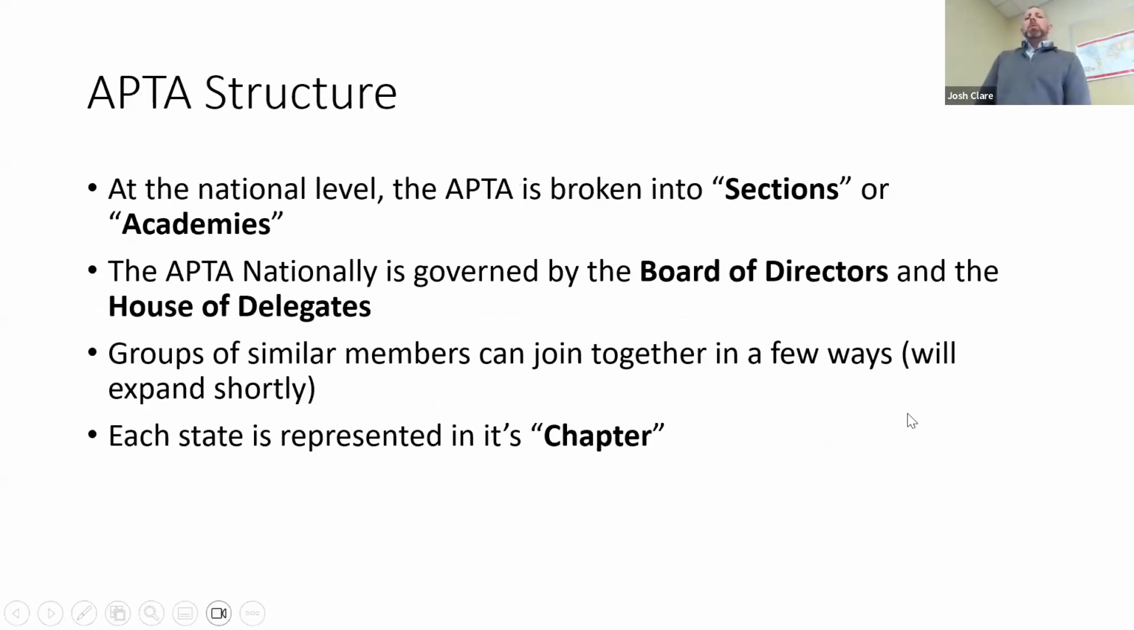At the national level, the APTA is broken into sections. They're being renamed academies. I think about 50% of them are still called sections, and 50% are called academies. They're just the practice topic you like. That's how they're broken up. It's governed by the board of directors and then the House of Delegates. Each state is represented by a chapter.